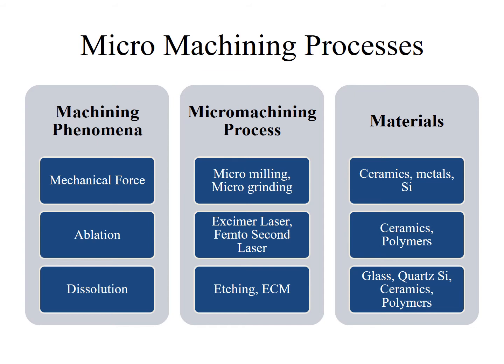Then another, which is a more important kind, is dissolution. This includes etching and electrochemical processes, which basically dissolve the workpiece material according to the shape required. Photochemical machining or lithography comes in this. It is used for materials like glass, quartz, silicon, ceramics, and polymers.